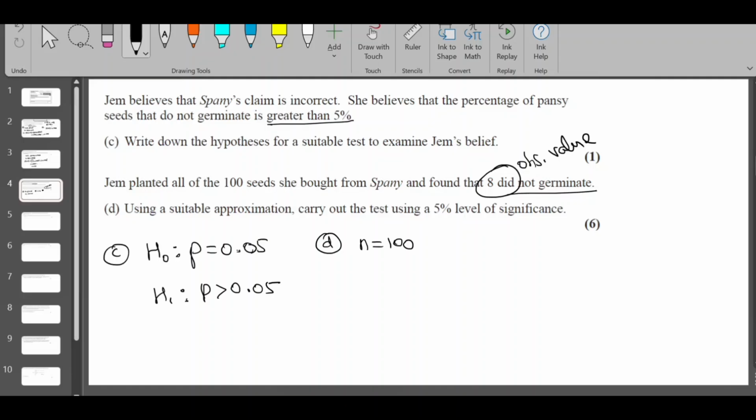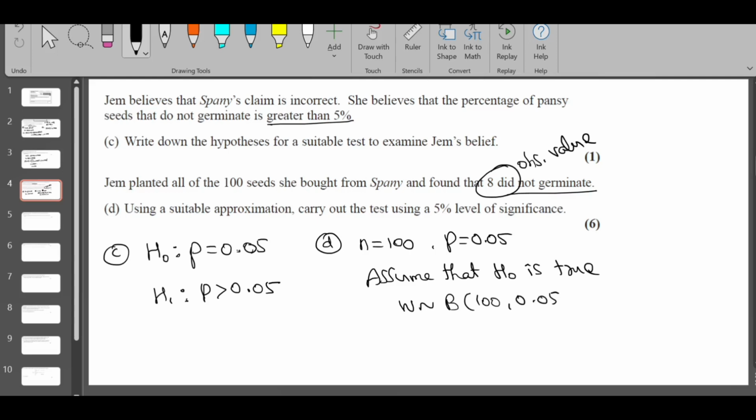They are talking about do not germinate. We know the probability that they do not germinate is 0.05. So here we are talking about a binomial distribution of 100, 0.05. We need to write: assume that H0 is true. So we can write, use another variable, 100, 0.05. Now since it's a one-tailed test, you need to calculate W is greater than or equal to the observed value, which is 1 minus P of W less than 8, or less than or equal to 7.